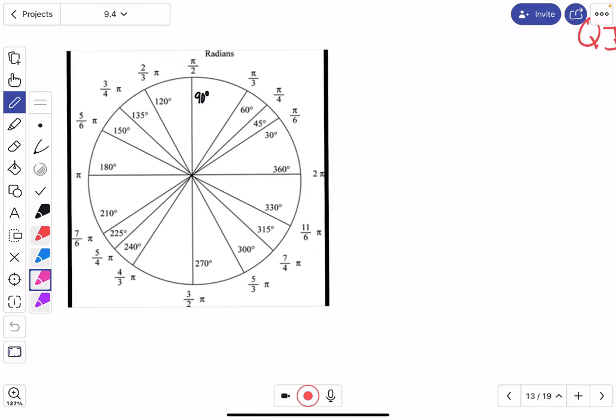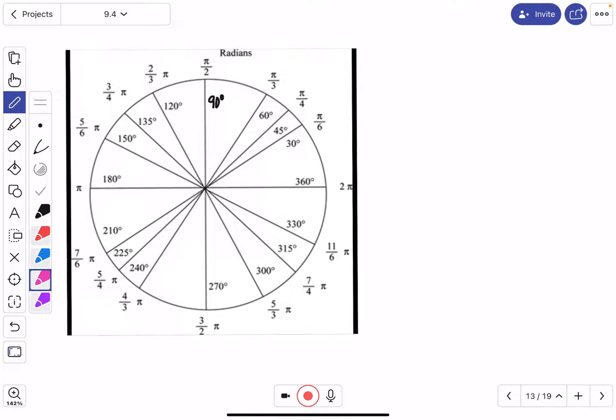All right, this circle shows you common relationship angles that you're going to see. So 30 degrees is pi over 6. 45 is pi over 4.